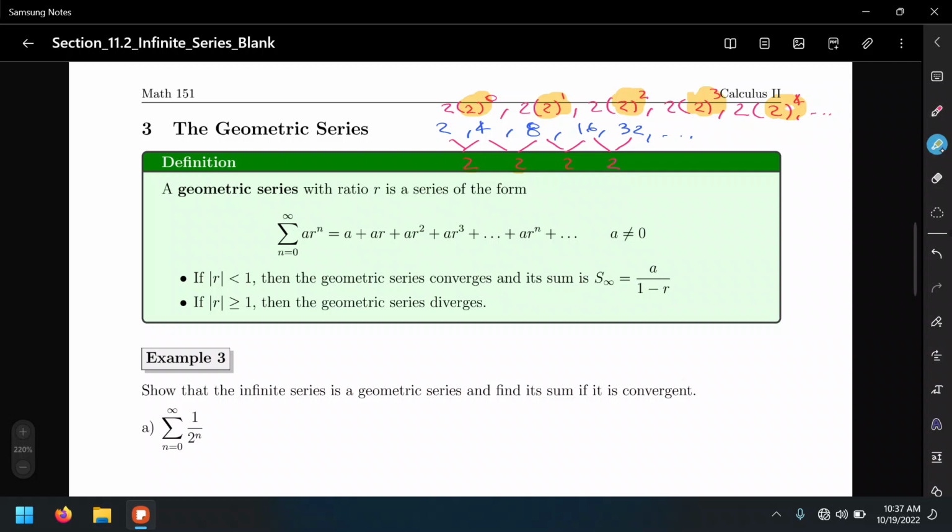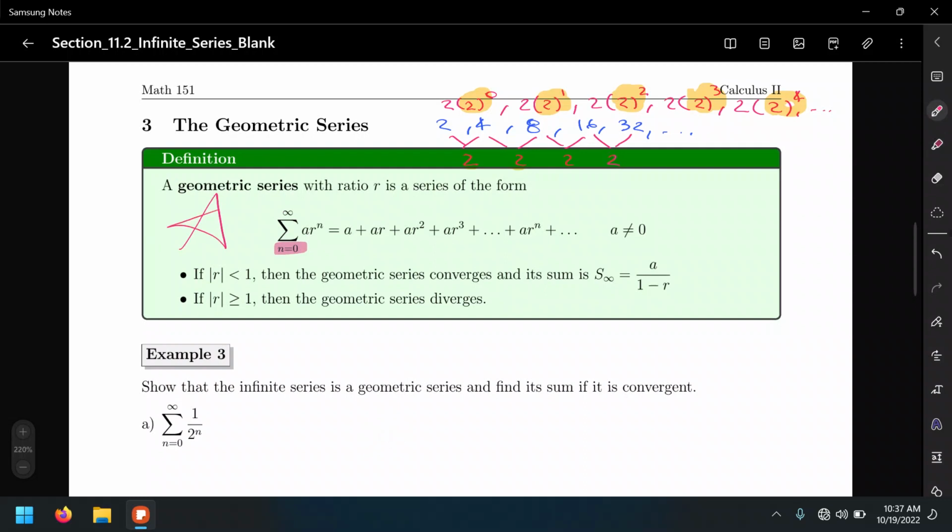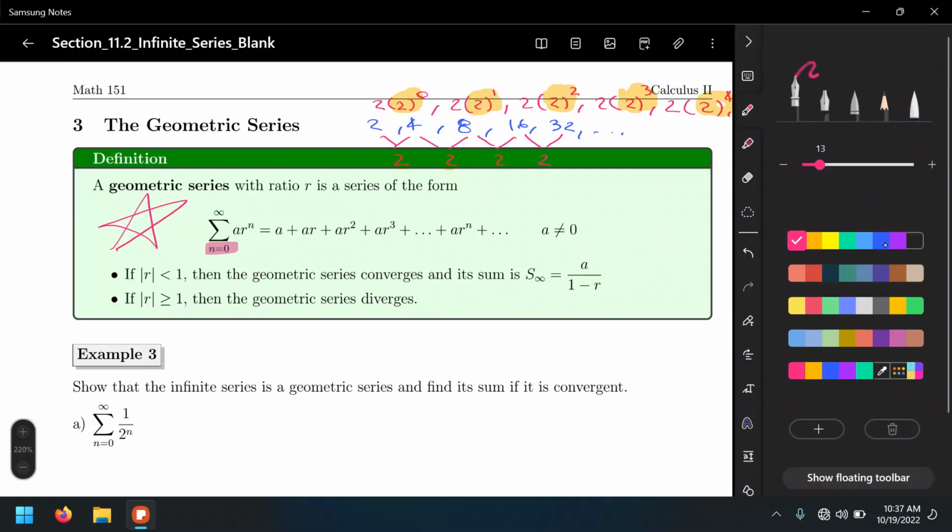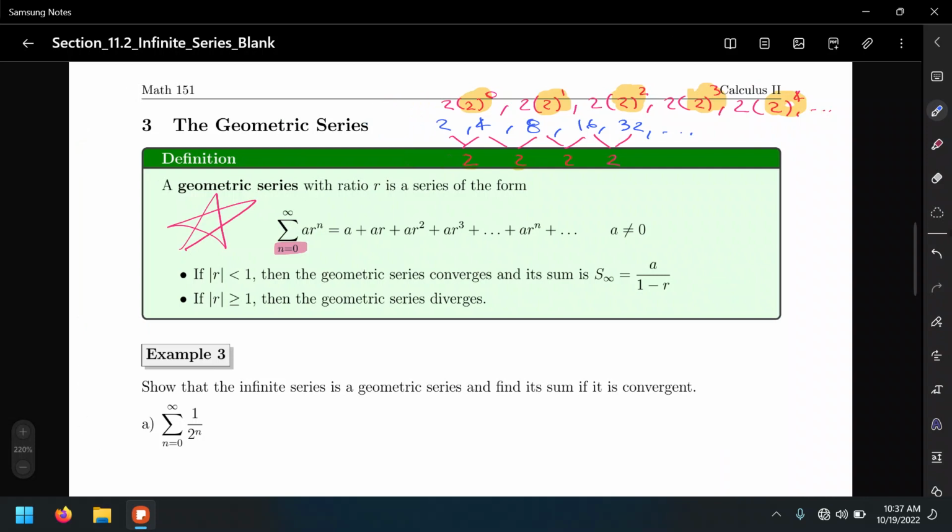But be careful here. Be careful when working with geometric series. So check this out, and you might want to highlight this. Put a star. This is important. Because you must make sure that the geometric series starts at n equals 0. If you are working with a series that does not start at n equals 0 and you compute the infinite sum, you're going to get a mistaken result. So you want to make sure that your series starts at n equals 0.